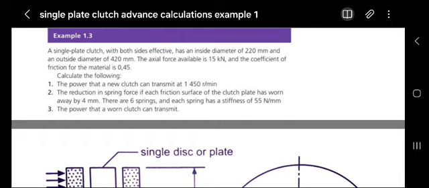Today we'll be looking at example 1.3, which is a single plate clutch.